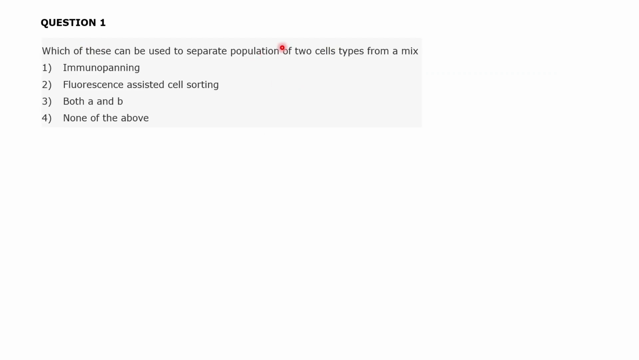For question number 1, which of these can be used to separate a population of two cell types from a mix? First, immunopanning; second, fluorescence activated cell sorting or FACS; both A and B; or none of the above. Which might be the answer? The answer is option C, both A and B, both immunopanning as well as FACS.